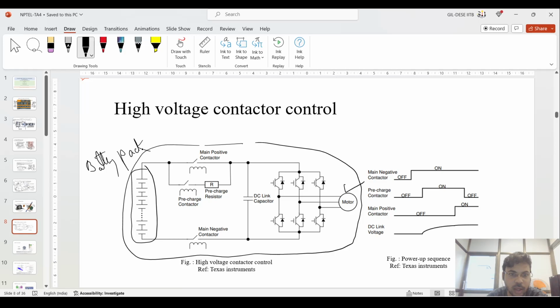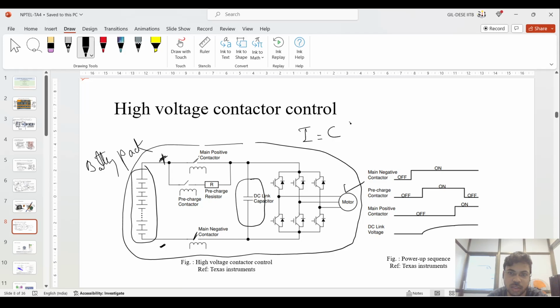So if you see on the left side, this is your battery pack. And if you see, there are three circuits there. This is the main positive terminal and this is the negative terminal. So we should not close this positive terminal and negative terminal at an instant. We should follow a certain procedure.